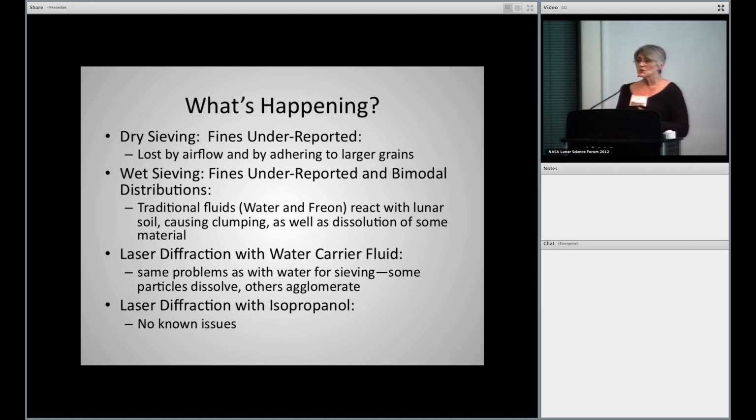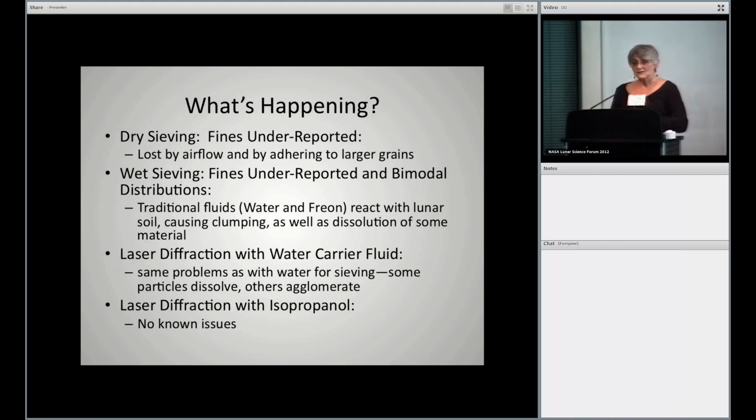And then if you do wet sieving, also fines can be underreported, but for a different reason. The smallest particles will either dissolve or they will clump up. So then you get some really strange things happening, and I'm going to go into that a little bit more. The traditional fluids that were used for wet sieving are water and Freon, and both of them react with the soil. They can cause clumping and dissolution.